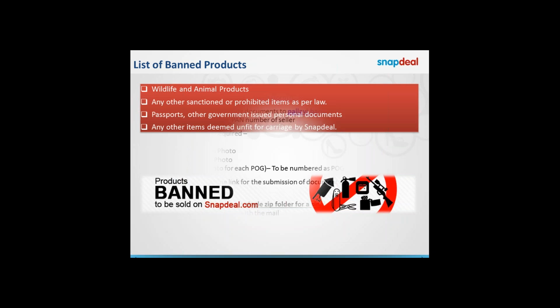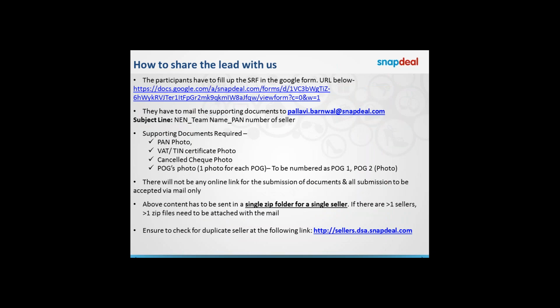Now, most important, how to share the lead with us. The participants will have to fill up the seller registration form. It has been designed in form of a Google form, and it is accessible through the URL which is given on your screen. You click on this link, there's a form that you would need to fill up, and when you submit it, it comes to us and we take it forward from there.